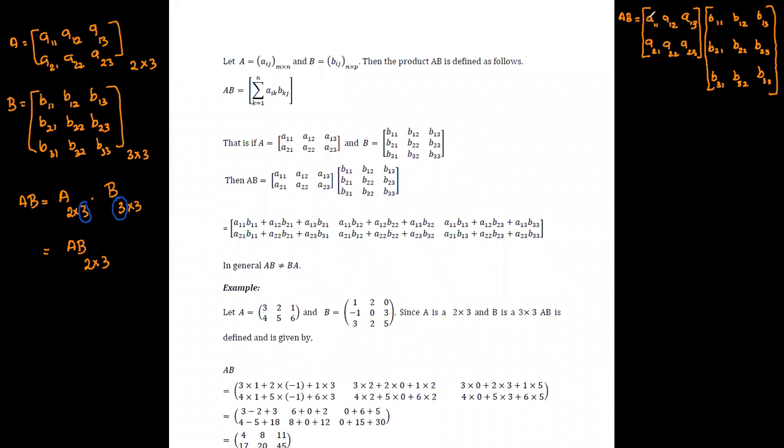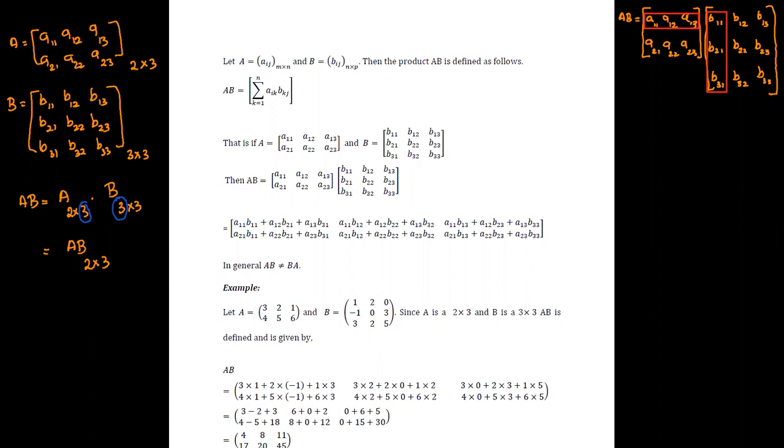First we will select the first row of the first matrix with the first column of the second matrix. Now we will multiply the elements: first element with first element, second element with second element, third element with third element, and then I will get the summation of this.